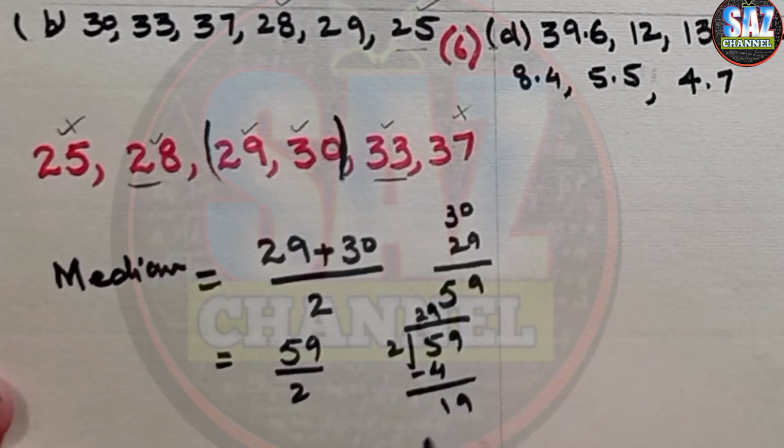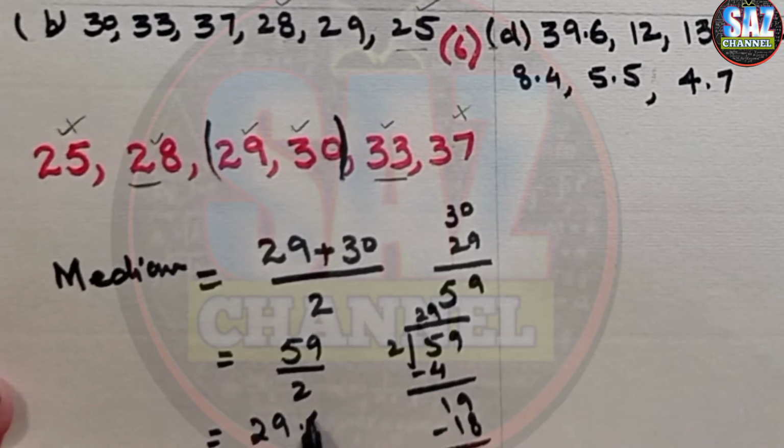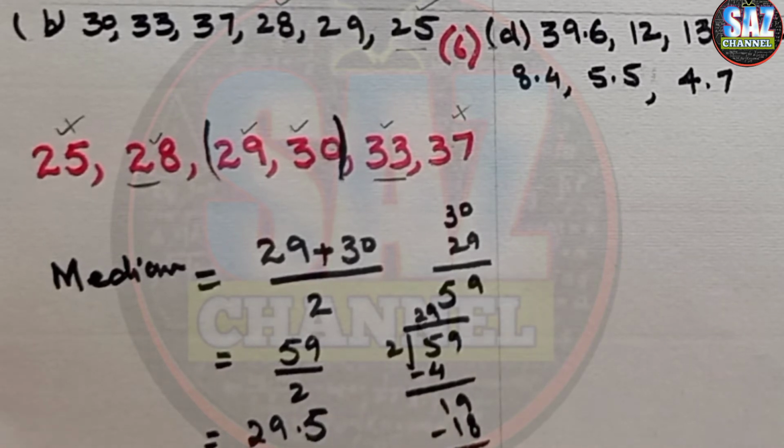19, 2 9s are 18 minus 1. So 29 whole 1 by 2, or 29.5 is the median for this question. And let's move to the next situation.